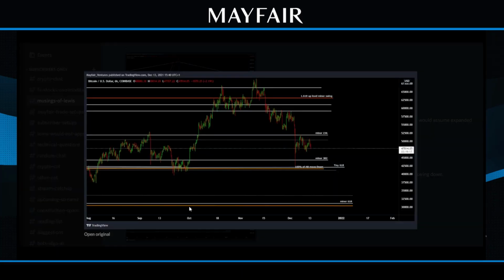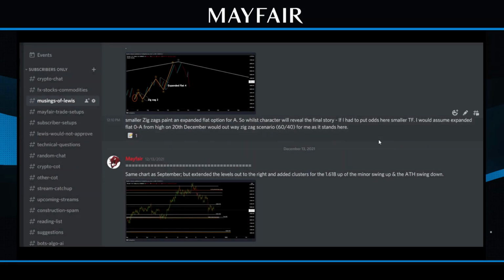This goes back to the September key levels that I was highlighting. You know, we've actually played this range perfectly right now. We sit within these clusters. We sat within two larger clusters, and I think right now it's kind of boring, but it's boring for a very good reason.